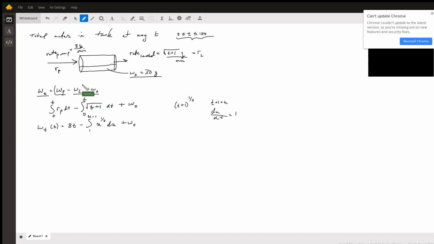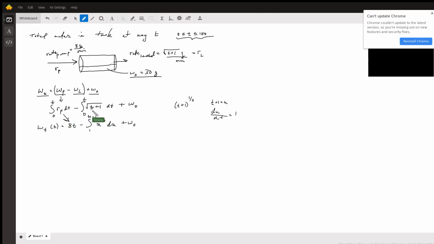Okay, and we can do the associative property here to show you that this quantity is the net gain or net loss of water. So the water pumped in becomes an integral from 0 to t of the rate it's pumped in, dt. And then the water lost is minus, because we're losing water, the integral from 0 to t of root t plus 1 dt. This first integral is trivial, it becomes 8t.